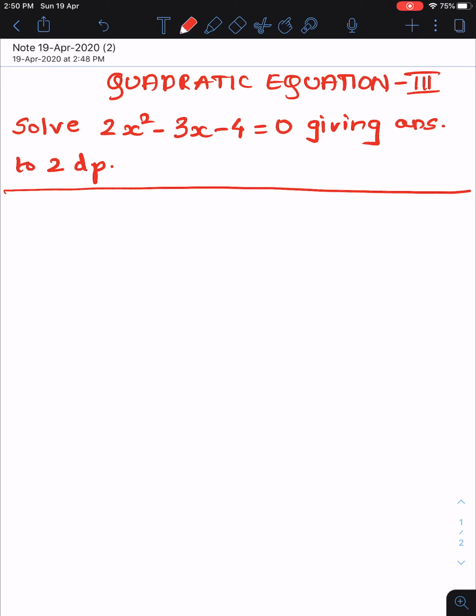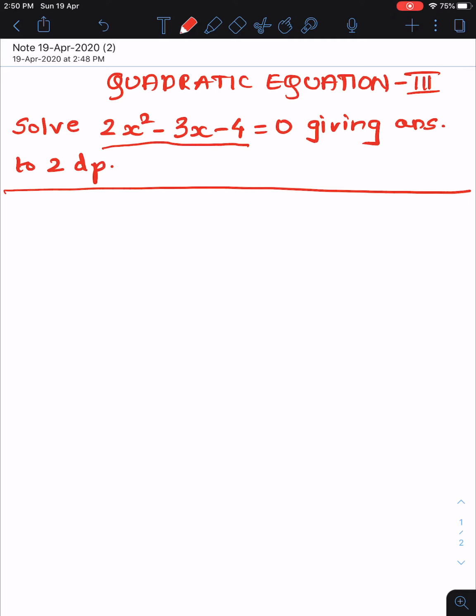Hello students, today we are going to learn the third part of quadratic equations. How do we come to know it is the third part? 99% of the questions of quadratic equations cannot be solved by splitting the middle term.